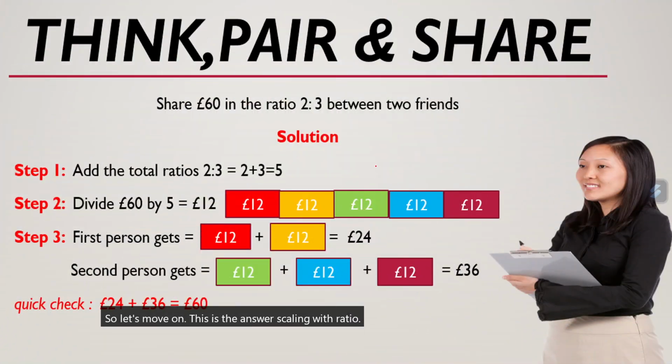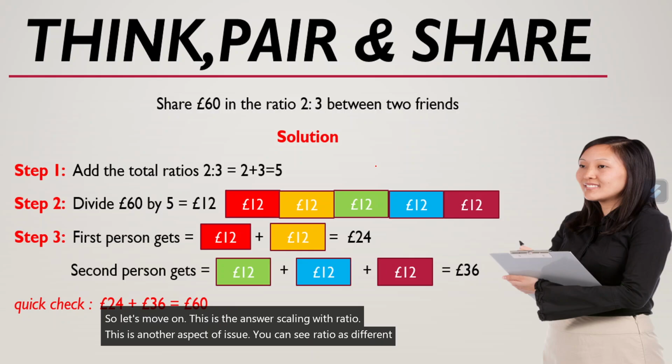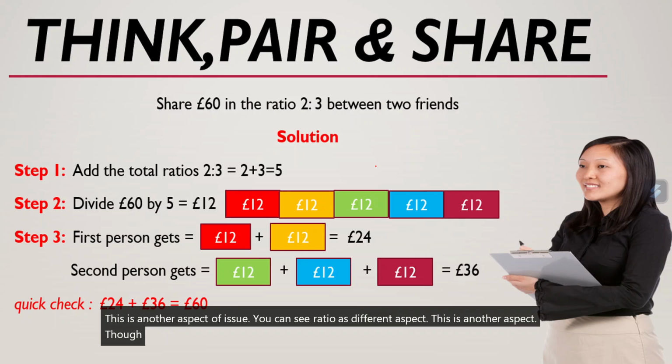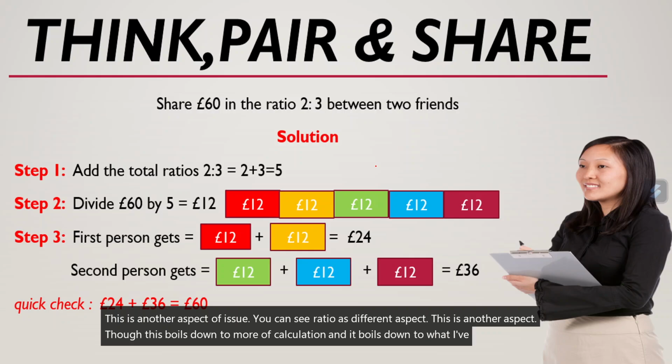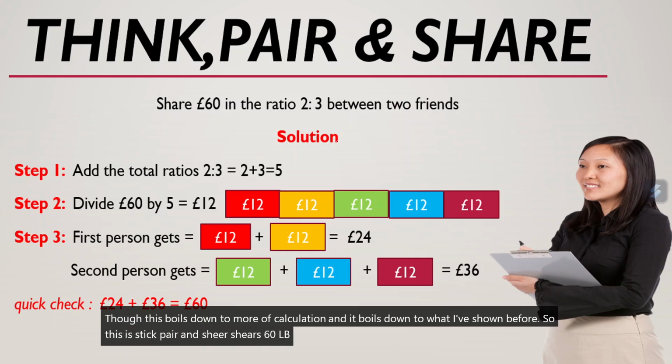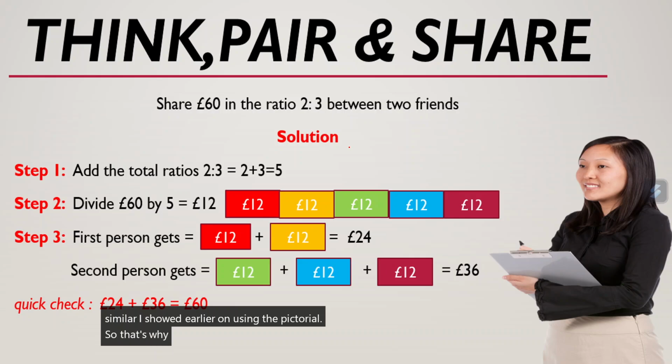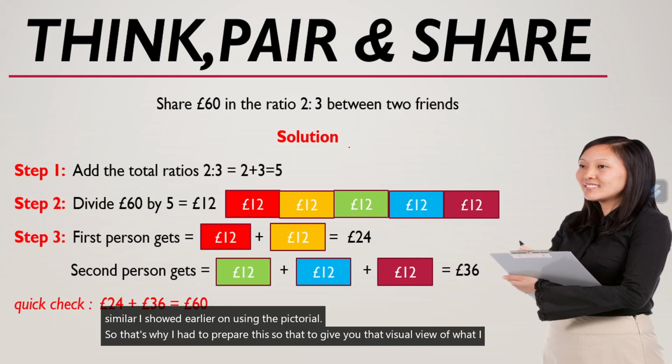Yeah, this is another aspect of ratio. You can see ratio has different aspects. This is another aspect, though this boils down to more of calculation and it boils down to what I've shown before. So this is sharing 60 pounds in the ratio 2 to 3 between two friends. It is just something similar to what I showed earlier using the pictorial formula. That's why I had to prepare this, to give you that visual view of what I explained earlier.